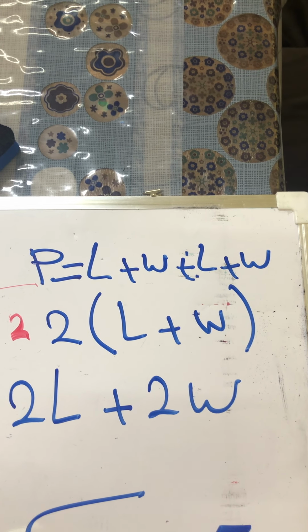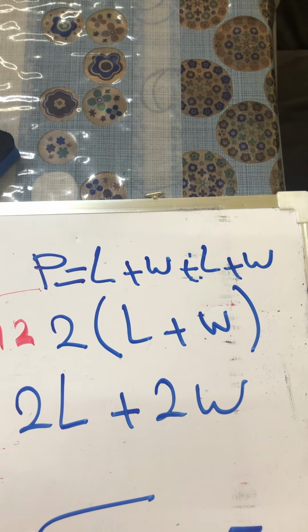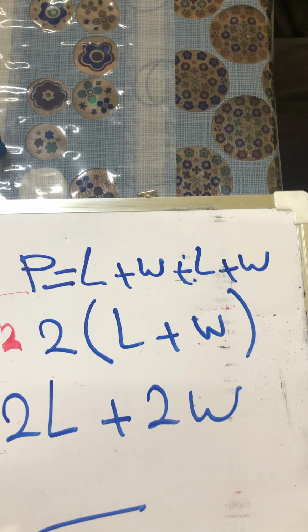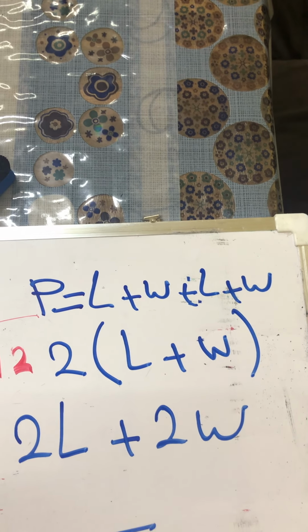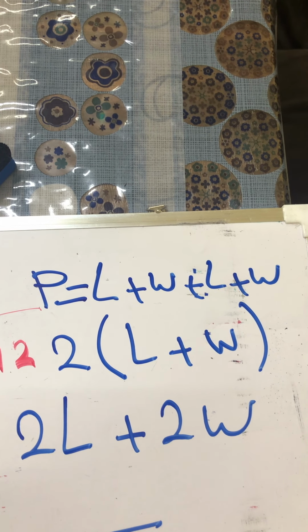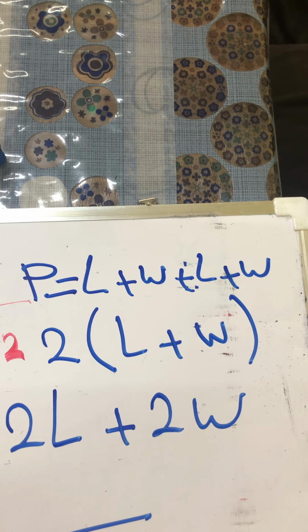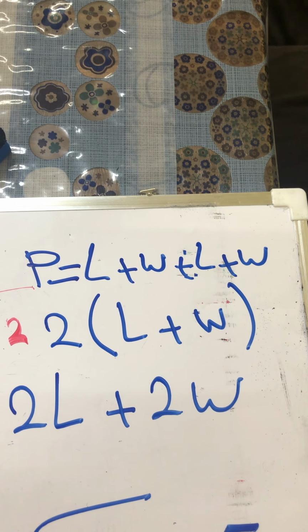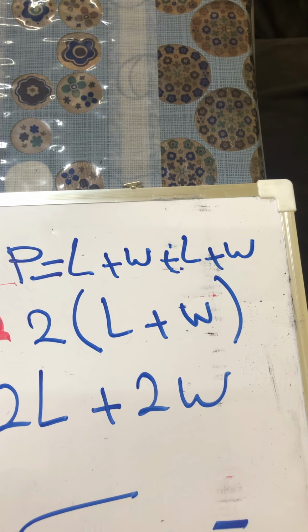Perimeter is the sum of all sides for any shape. And we call it circumference, as you know, in the case of a circle. So here I want to find 2L plus 2W. How? Let's take it.